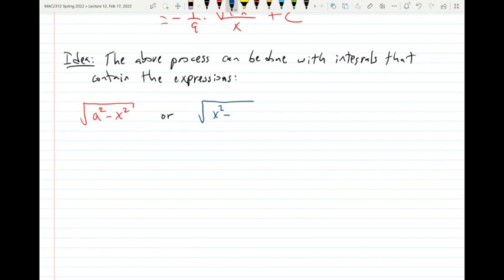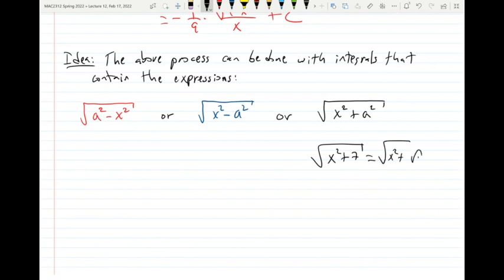Or x squared minus a number, okay? Or x squared plus a number. So when I write a squared, I really mean a number, okay? But I want you to look at it as something squared. So if you have, for example, x squared plus 7, just think of this as being x squared plus square root of 7 squared, okay? So that this discussion can make sense to you.